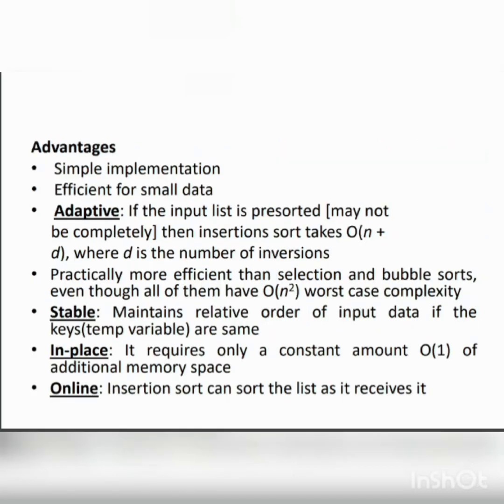The advantages are that it is very simple to implement, as I already said, and it is efficient for small data. It becomes complex for big data, when hundreds or thousands of data are given. It becomes more complex to sort it. If the input list is pre-sorted, then the insertion sort takes place with the d number of inversions. It is always stable and it maintains the relative order of input data, and the output will also be of the same order.